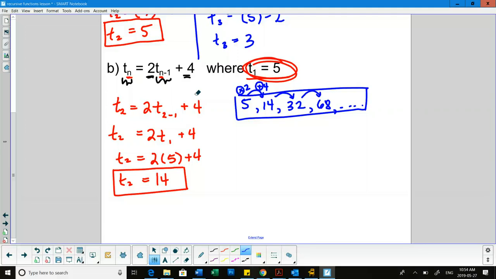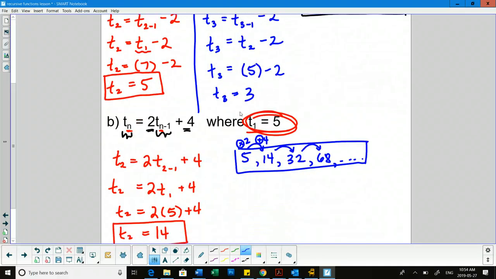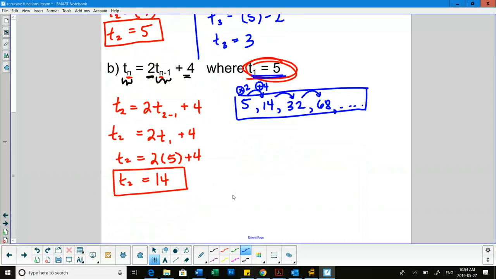Kaylin? I don't understand why you... Well, the question asks me to write the first 4 terms. So I already have the first term. If I don't have the first term, I can't find any more. So then I'm just going to term 2. And then after that, I would go to term 3 if I wanted to, and then term 4, and so on. But I need to do it sequentially. If I have term 1, I have to use that to find term 2, and then term 2 I'll have to use to find term 3, and so on. Okay? Any other questions? Okay.